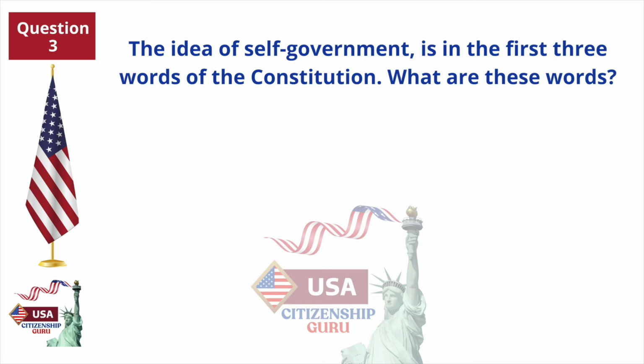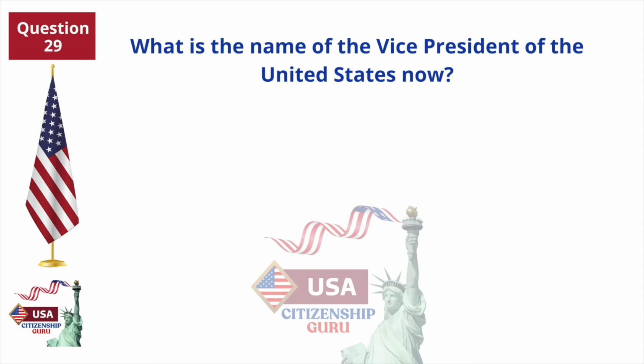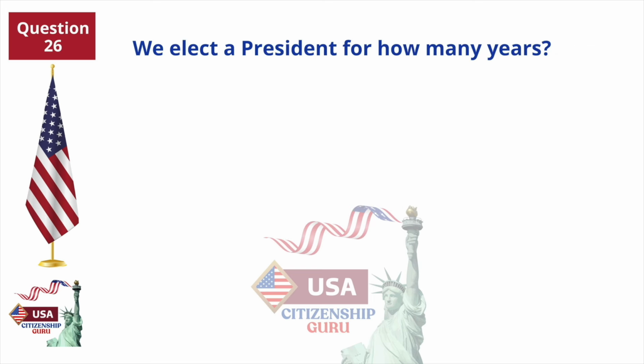The idea of self-government is in the first three words of the Constitution. What are these words? We the people. What is the name of the Vice President of the United States now? Kamala Harris. We elect a president for how many years? 4.